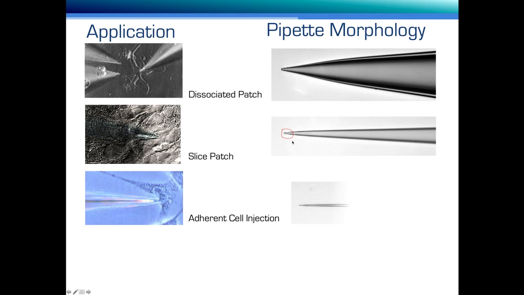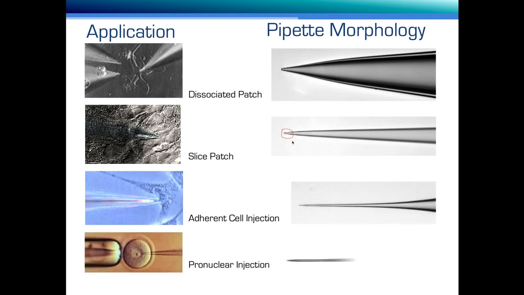And then if you're doing adherent cell microinjection or pronuclear injection, you're going to need a more slender pipette and even a longer, more gradual taper if you're going deep into the egg here. So you need something nice and long. So when you penetrate through the zona and the plasma membrane, you're not causing a big hole inside here and causing the eggs to lyse.